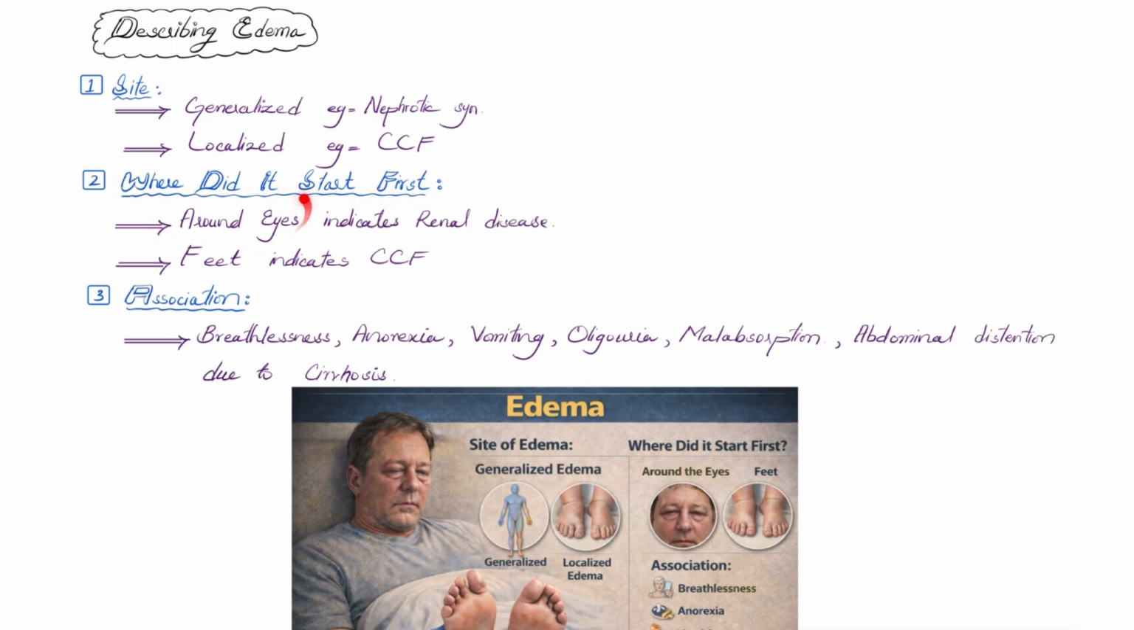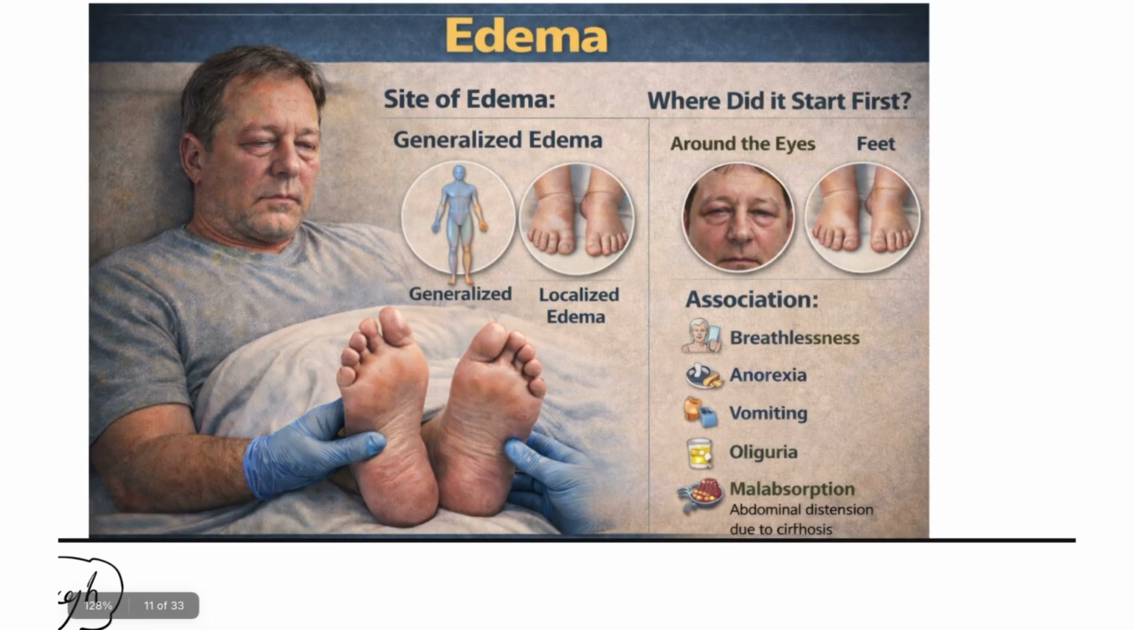If it started around the eyes, then it is indicative of renal disease, and if it started below the waist, meaning it started as pedal edema, then it can be because of heart failure. Then ask whether it has any association with breathlessness, anorexia, vomiting, oliguria, malabsorption, or abdominal distension, which may occur because of cirrhosis. A summary of describing edema is shown in this picture.